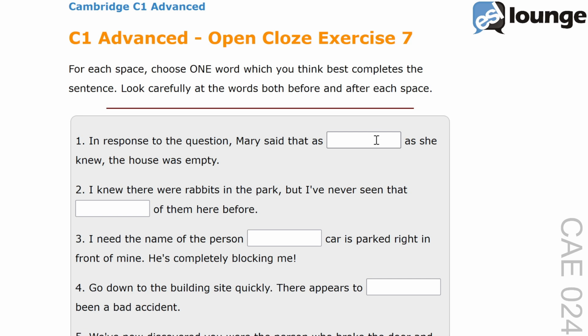In response to the question, Mary said that as blank as she knew, the house was empty. The correct answer is far. The phrase as far as is used to indicate the extent of someone's knowledge or belief about something. For example, as far as I know, the meeting is still on. This collocation shows the limit of Mary's knowledge.